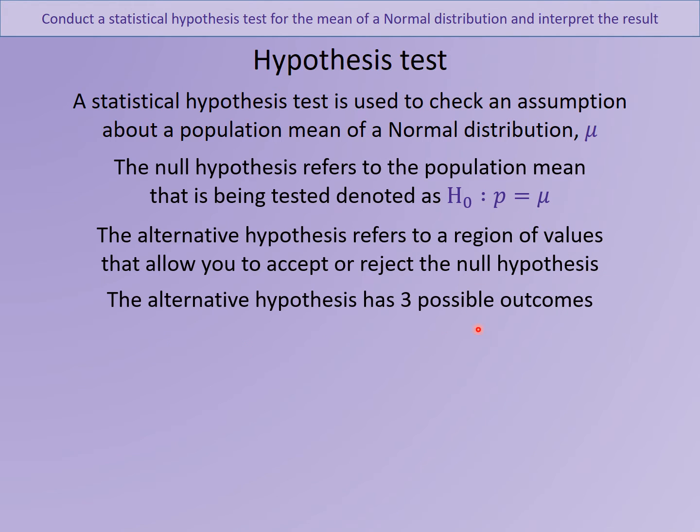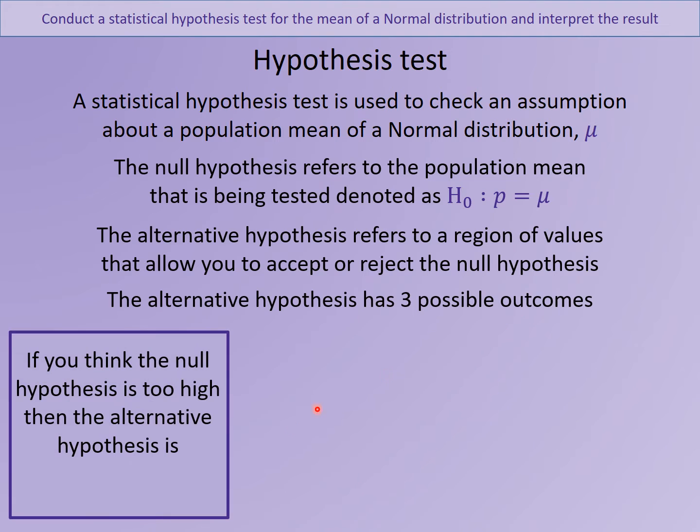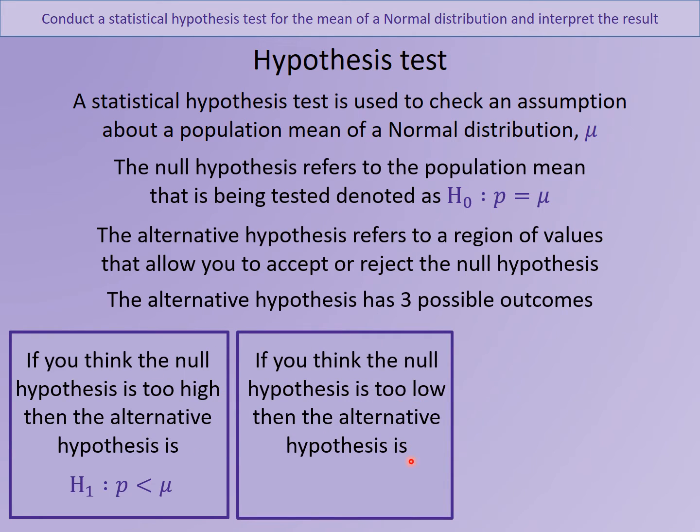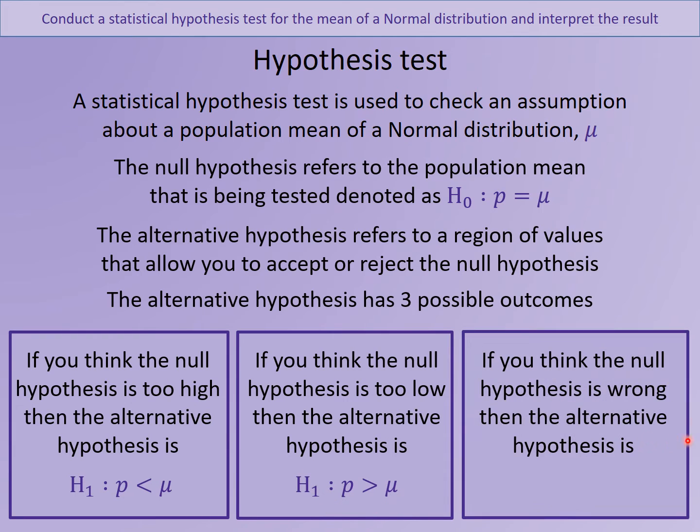So the 3 possible outcomes you can get on a hypothesis test then is if it's too high, so you think it's too high, then your H1 is going to be less than mu because you think the null hypothesis is too high. Null hypothesis is too low, in which case H1 is greater than mu, or you might just think it doesn't seem right, something's wrong with it, so therefore it's just not equal to what the company are saying, or you're not equal to your null hypothesis. So you need to state which one of those is the most appropriate once you've got a scenario.